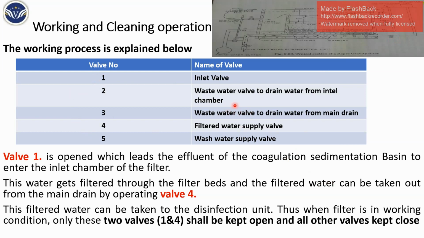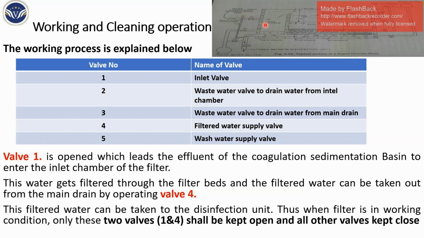When the treating process, the filtration process, is going on, they will open valve number 1 and valve number 4. Rest of all the valves are kept closed: the second, the third, the fifth, the sixth. Only two valves are open, the 1st and the 4th.